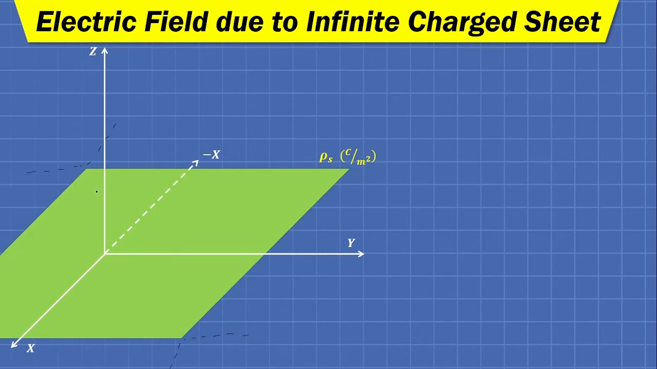Now we want to determine the field intensity, say on point P over here, which is placed on the z-axis at the distance small z from the origin. So this point is our origin and point P is displaced by small z distance on z-axis.